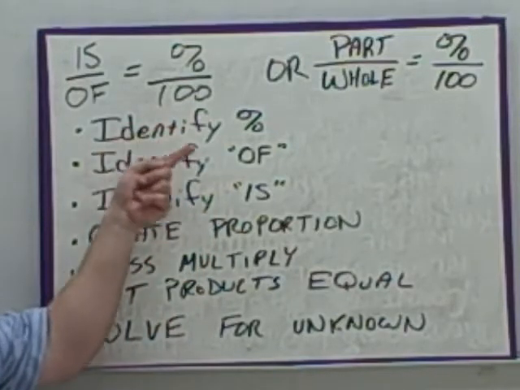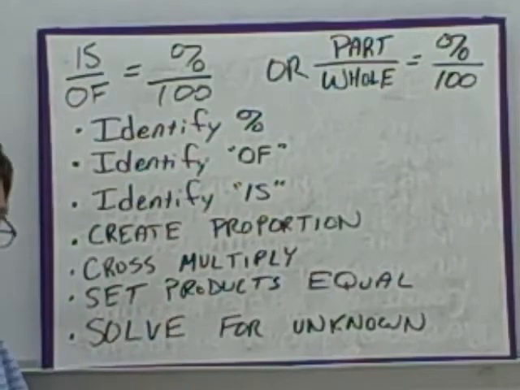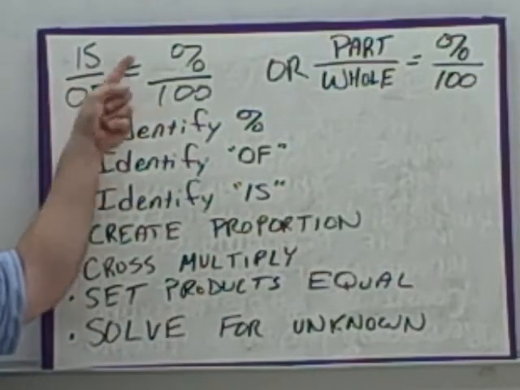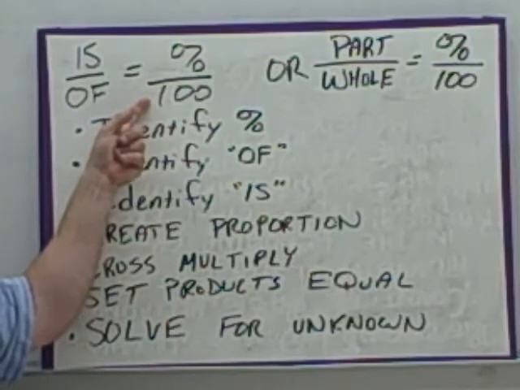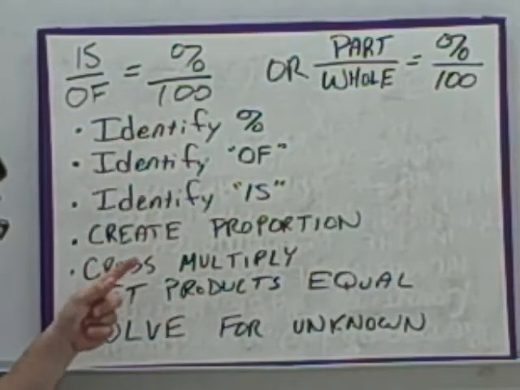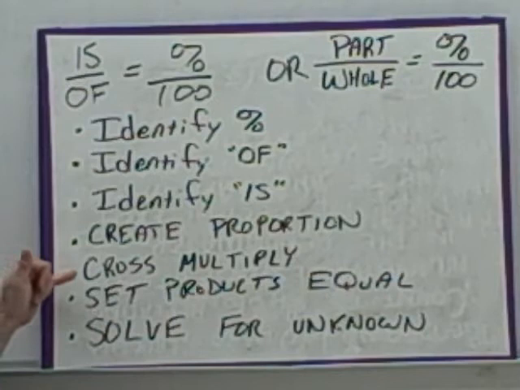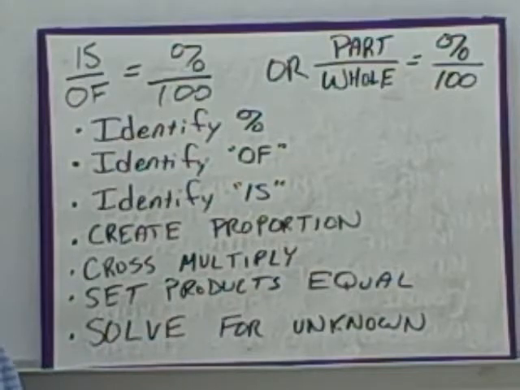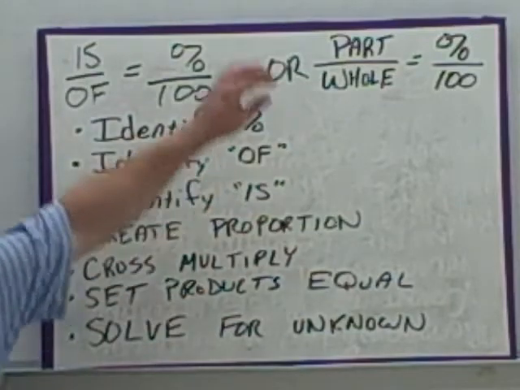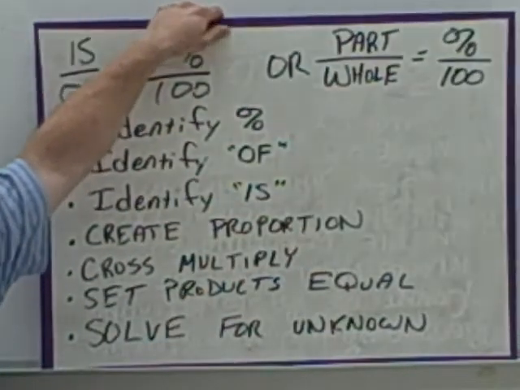Once you identify the percent, the of, and the is, you create the proportion, filling in the is, of, and percent. The bottom part of the percent is always going to be 100. To solve, you would cross multiply, set the cross products equal, and solve for the unknown. The unknown is going to be a variable, x, and it's going to be in the word problem, it's going to be the word what. So whenever you see the word what, it's a variable.